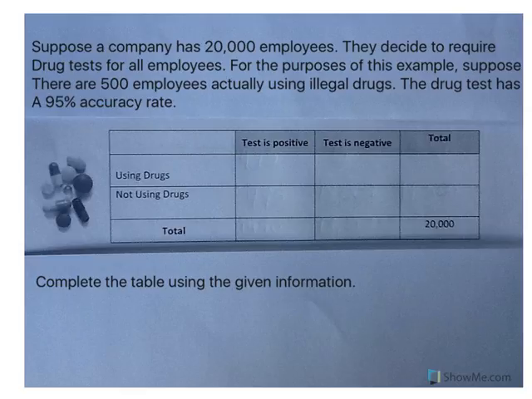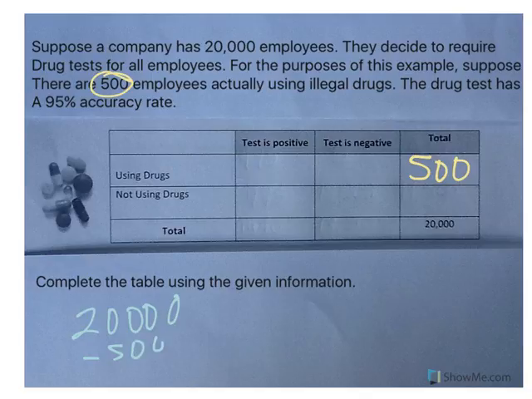Okay, so think about this. We know that 500 people are using drugs. So using drugs, total 500. And if I have 20,000 total and 500 are using drugs, that means 19,500 are not using drugs, right? That's just simple subtraction.